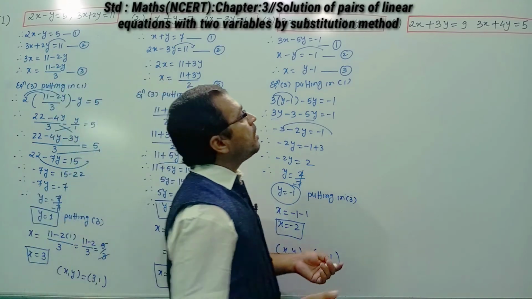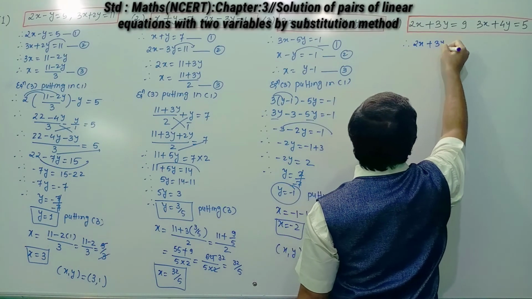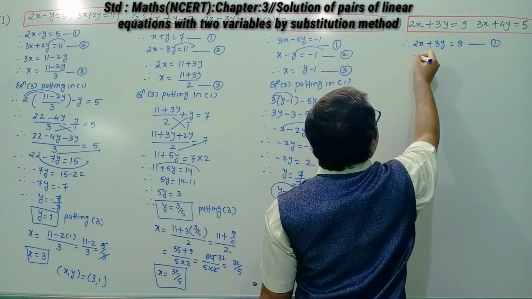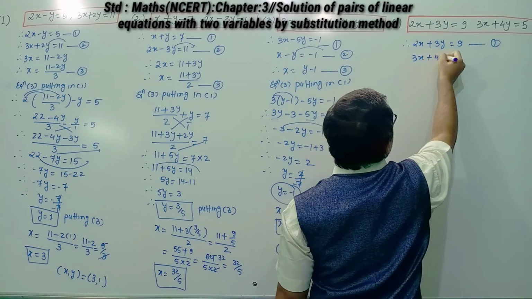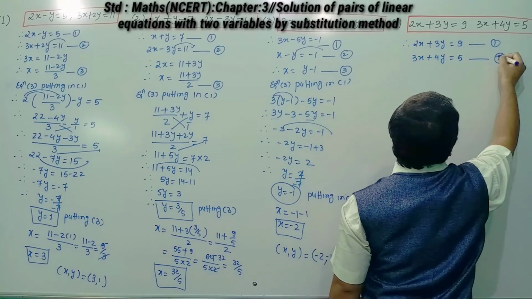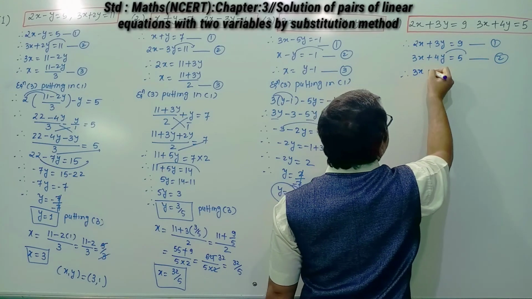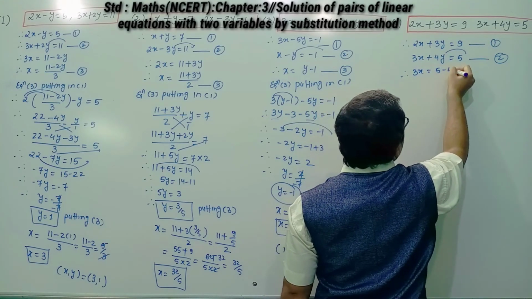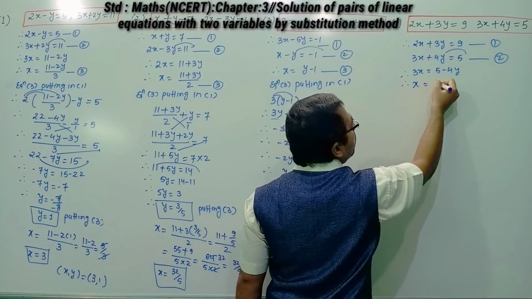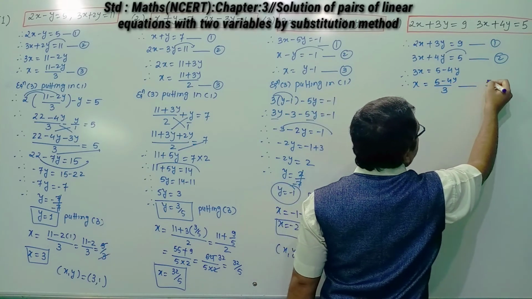Okay students, 2x plus 3y is equal to 9. This is equation number 1. And 3x plus 4y is equal to 5. This is equation number 2. Okay, now formulating x from here. So 3x is equal to 5 minus 4y. So the value of x will be what? 5 minus 4y by 3. This is equation number 3.